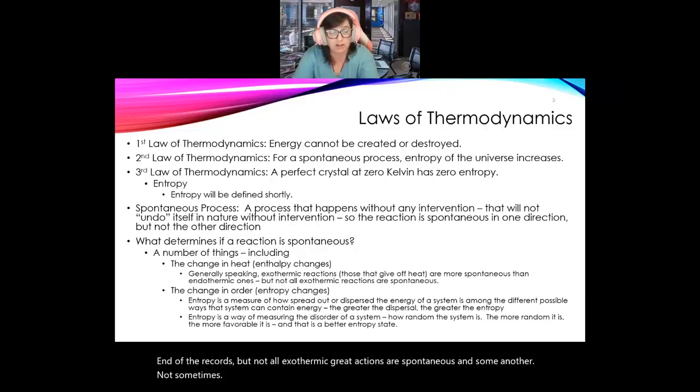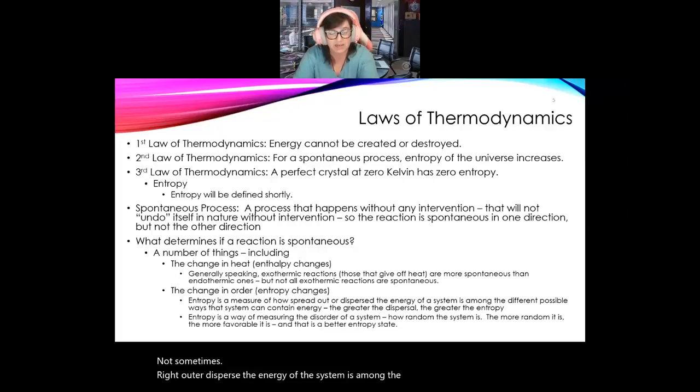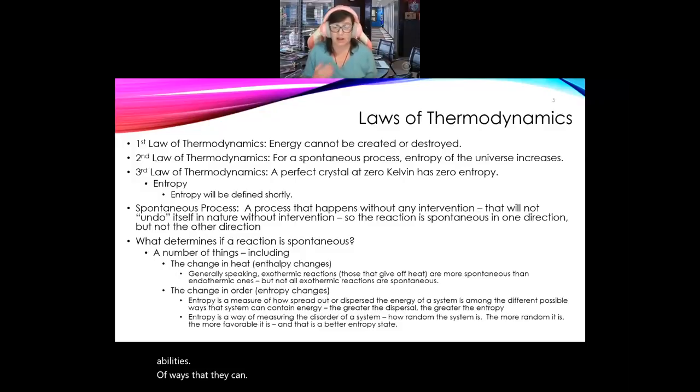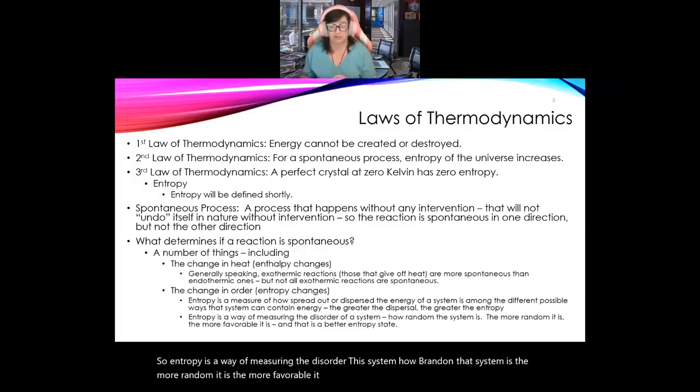We also have the change in order, which is the entropy changes. So entropy is a measure of how spread out or dispersed the energy of a system is among the different possible ways that a system can contain energy. So the greater the dispersal, the greater the energy. So one of the ways that we talk about this is how much disorder can the system have. So something in the liquid state has many more ways that it can arrange itself than a solid state does. So the liquid state has a higher entropy. Okay. So entropy is a way of measuring the disorder of a system, how random that system is. The more random it is, the more favorable it is. And that is a better entropy state. Okay.